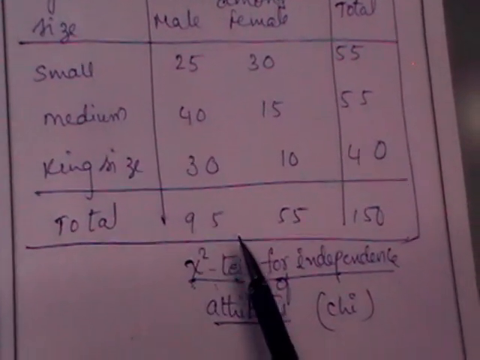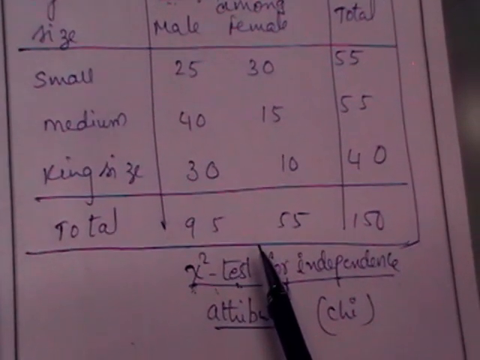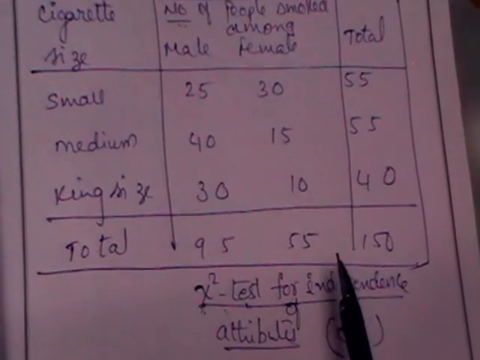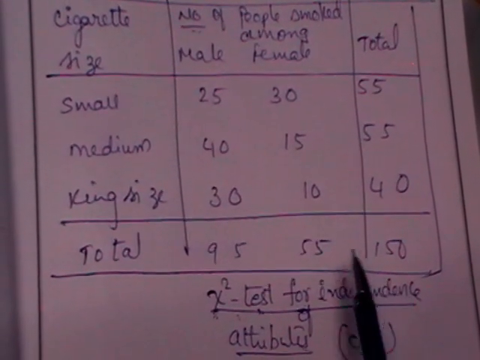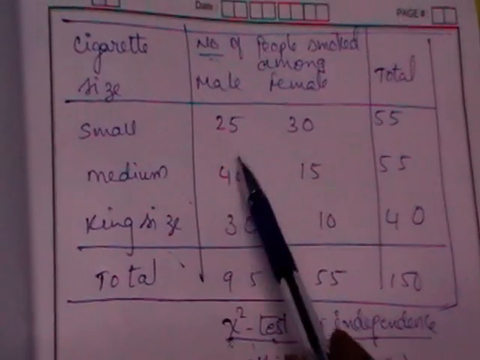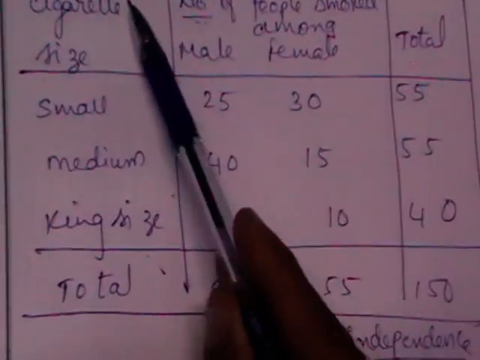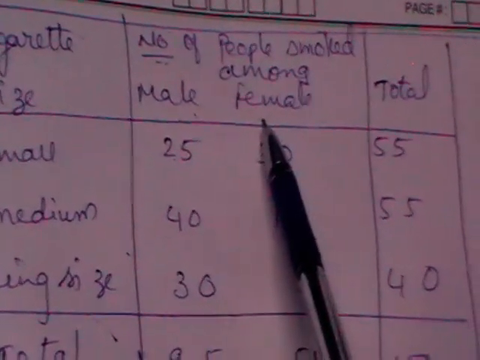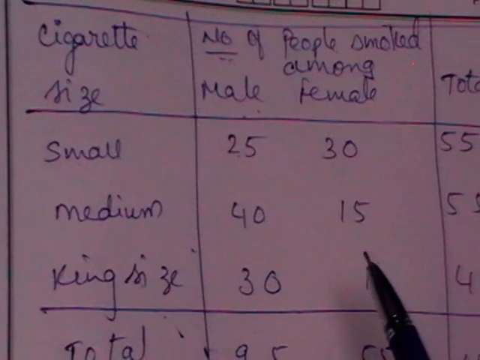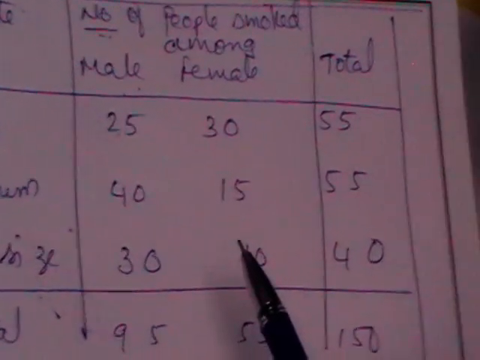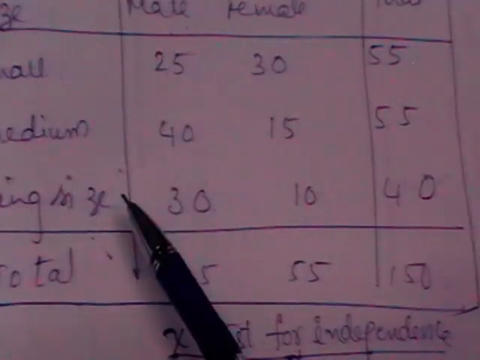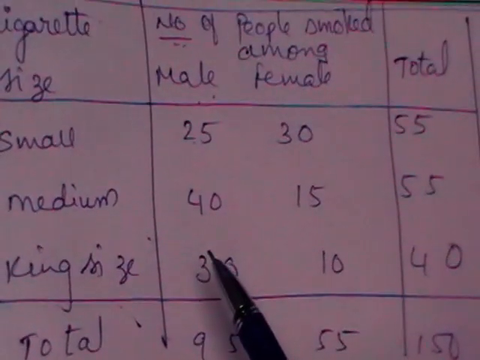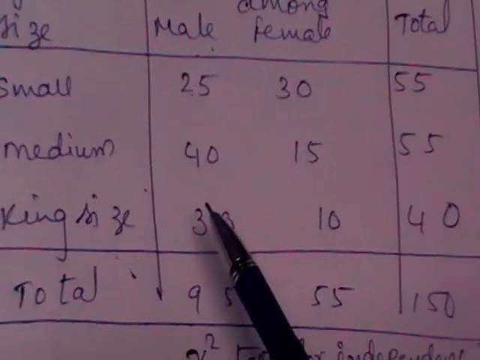So if you observe this question on page number 318, a cigarette company is interested in the effect of sex on the type of cigarettes smoked and has collected the following data. Here you have cigarette size and number of people under two categories, male and female. By looking into the data, we can say that it is data related to attributes. As I said, attributes are qualitative characteristics. Smoking and effect all come under attributes.